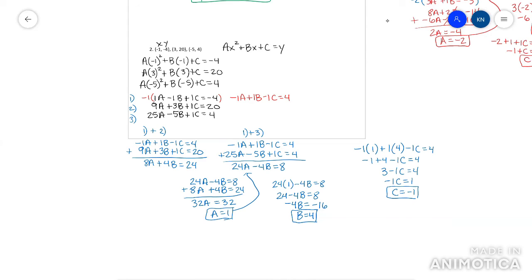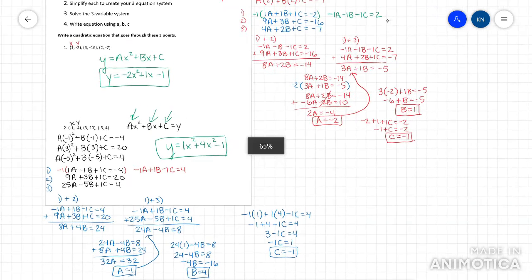And once I know a, b, c, I have to go plug them back into this equation and write my answer. So a is 1, b is 4, c is -1. Just like that.